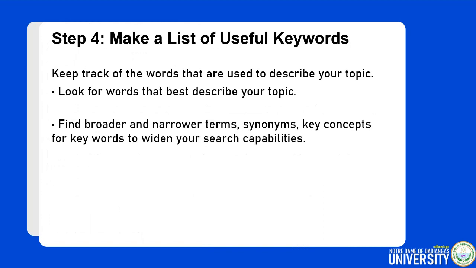Step 4. Make a list of useful keywords. Keep track of the words that are used to describe your topic. Look for words that best describe your topic. Look for them by reading encyclopedia articles and background and general information. Find broader and narrower terms, synonyms, key concepts for keywords to widen your search capabilities. Make note of these words and use them later when searching databases and catalogs.